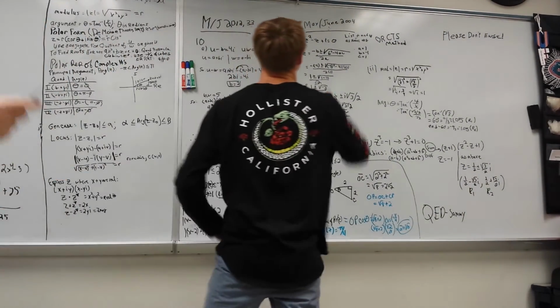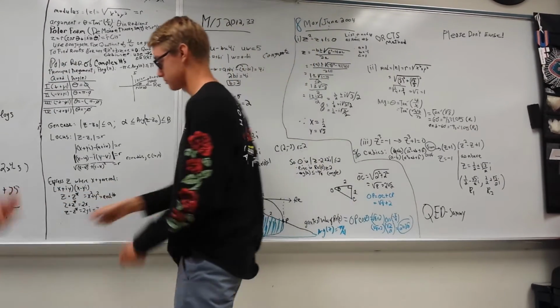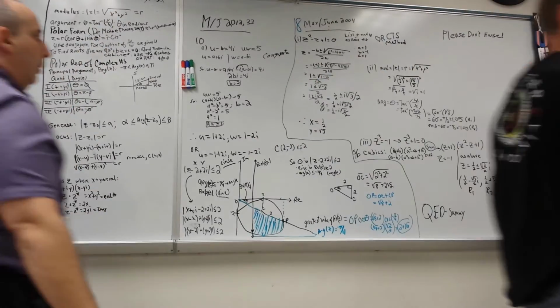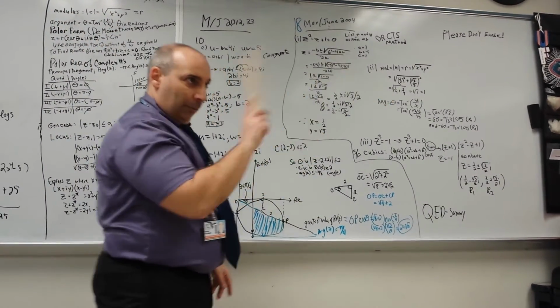So this one says z squared minus z plus 1. Yeah, number eight. Quadratic formula. Correct. I think quadratic formula.